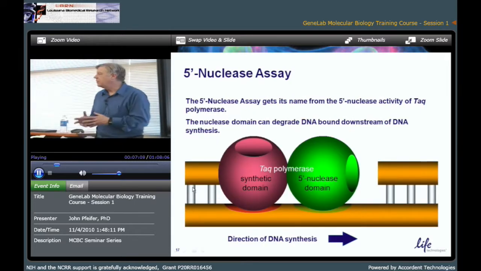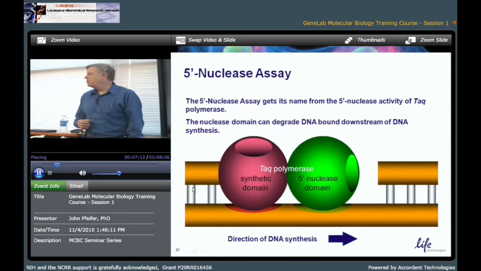This is a rather simple representation of Taq polymerase. Notice I've represented two protein domains with a red sphere and a green sphere. The green sphere represents the 5' nuclease domain, which has the ability to degrade DNA downstream of DNA synthesis.